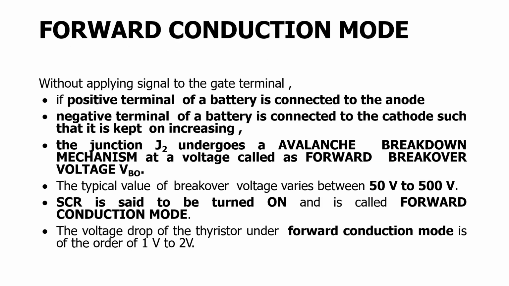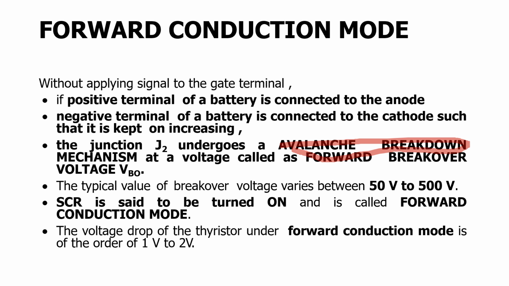In forward conduction mode, what you are doing here is not applying the gate signal. The same condition: the positive is connected to the anode and the negative terminal of the battery is connected to the cathode, and we are increasing the supply voltage. So once you are increasing the supply voltage, what will be happening? The avalanche breakdown. What about here? The avalanche breakdown will take place.